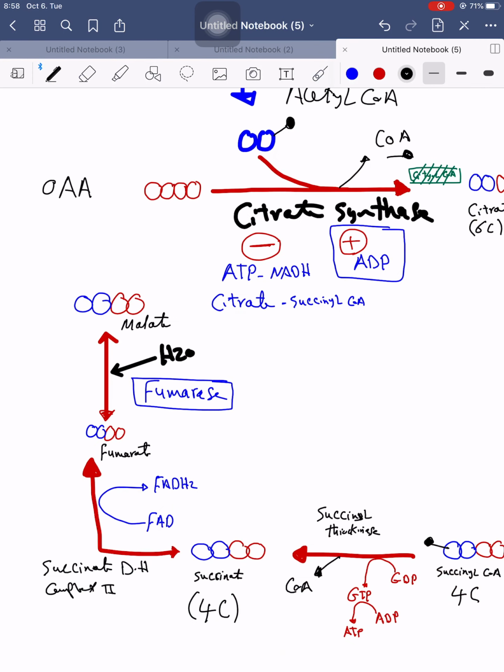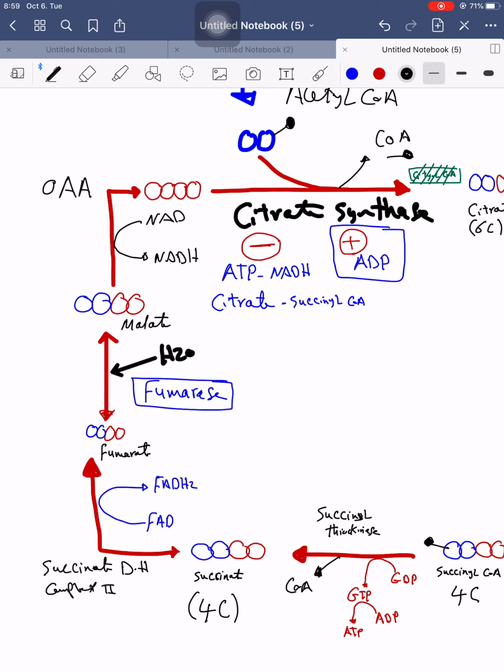And malate, which is 4 carbon, will be converted to oxaloacetate. Please remember, here we're also producing NADH, so NAD is reduced to NADH. So we make an oxidation of malate.